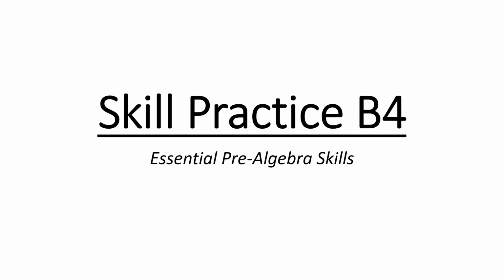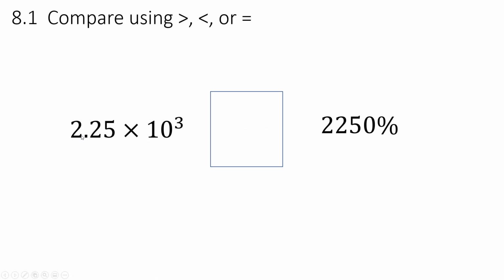All right, this is skill practice B4, essential pre-algebra skills. This is basically the whole school year for pre-algebra. Not a lot of word problems yet, but this is pretty much the main concepts you need to know for the entire school year. So both of these have 225 in it, but the decimal placement's really important.